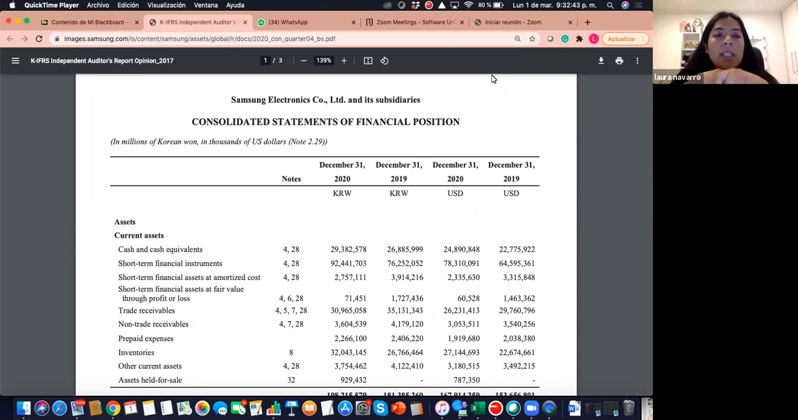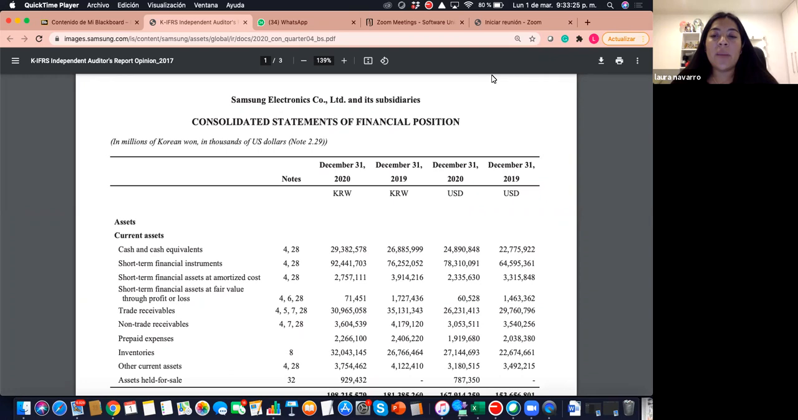So this one, the first one is cash and cash equivalents. As you can see, in December of 2019, we have 22,775,922. In 2020, we have 24,890,848. So this shows that we increased 8.5%. So this is good for the company because this shows and this reveals the company's financial health.